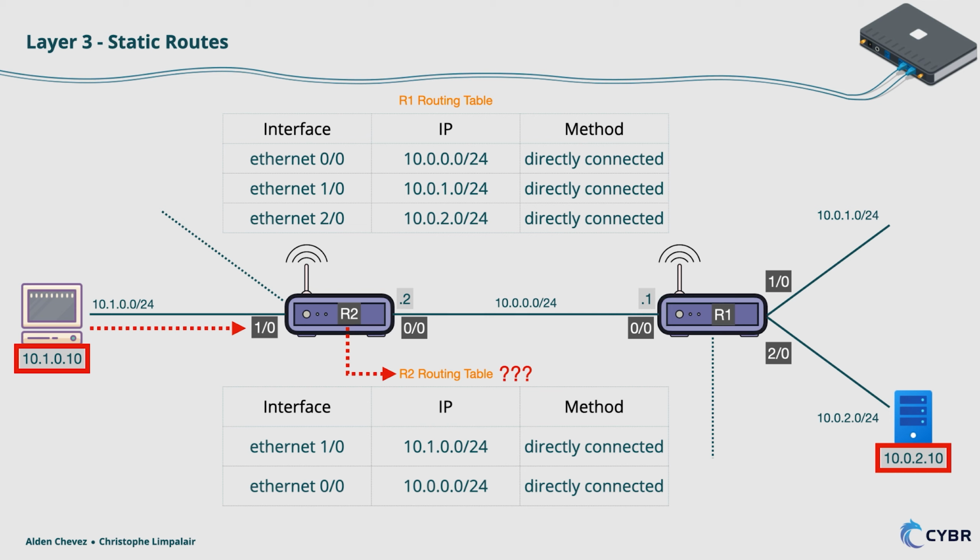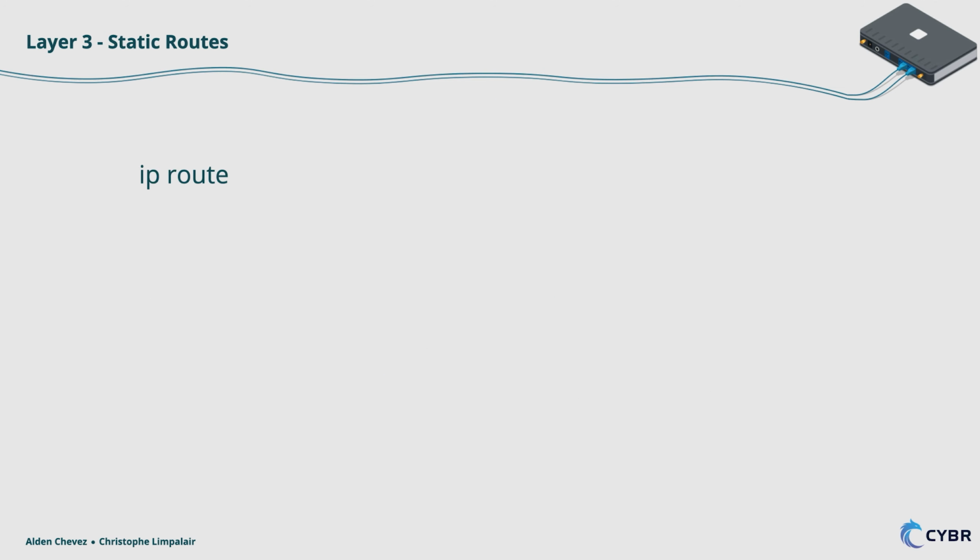Router 2 has no idea how to reach any of the networks that are connected to router 1 except for the 10.0.0.0/24 that is shared by both routers. Likewise, router 1 does not know how to reach the 10.1.0.0/24 network that is connected to router 2. So since we are the network administrators, we need to tell the routers how to reach those addresses. And for this, we'll use static routing.